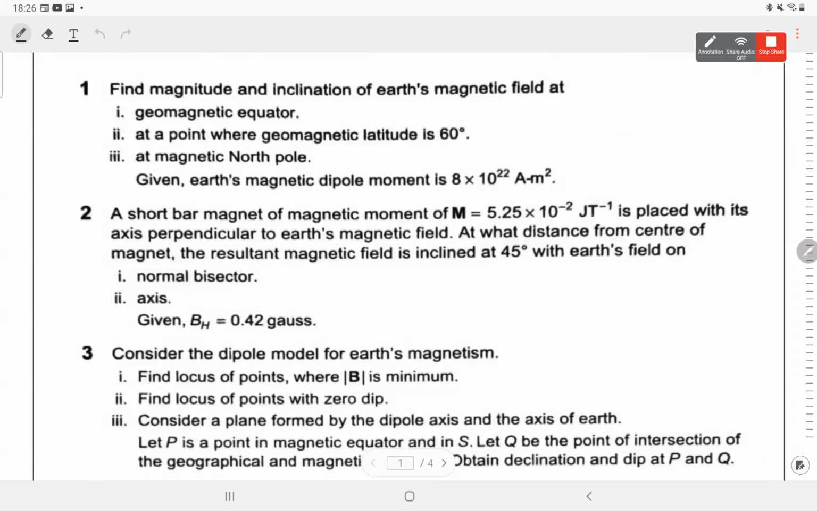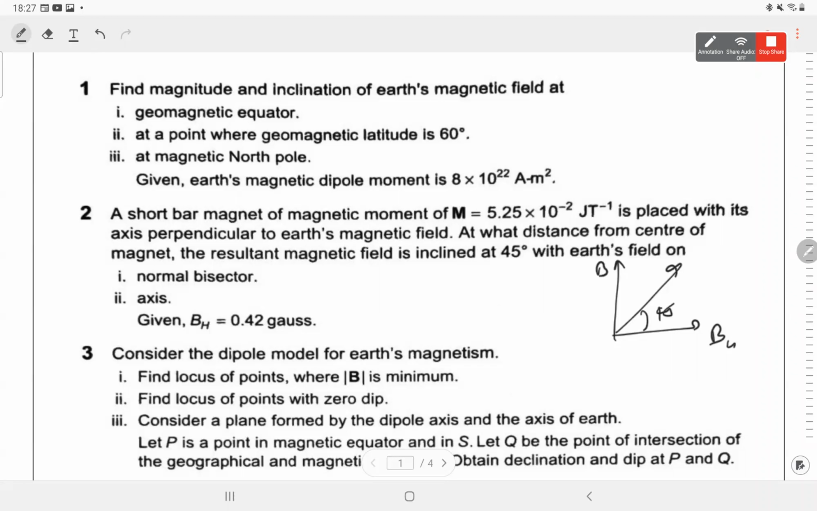A short bar magnet of magnetic moment m is 5.25 × 10⁻² joule per Tesla and is placed with its axis perpendicular to Earth's magnetic field. At what distance from the center of the magnet is the resultant magnetic field inclined at 45 degrees? So question number two: there is a small magnet and an Earth's magnetic field. There are two magnetic fields and their resultant is at 45 degrees. What does that mean? Both of those magnetic fields will be equal.